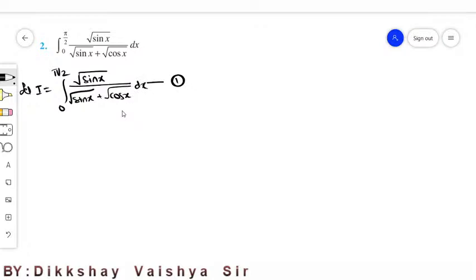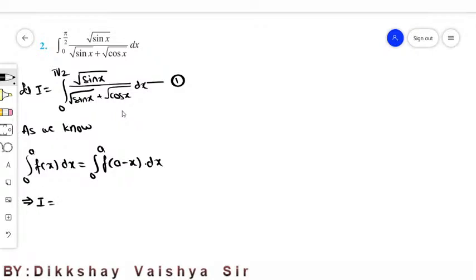Okay, as we know that integral 0 to a f of x dx is equals to integral 0 to a f of a minus x dx, right? We have this property just used earlier. Now by using this, I is equals to integral 0 to pi by 2. आता जिथे जिथे x आहे तिथे पाय बाय 2 मायनस एक्स अप्लाय करायचं. ठीक आहे, हे थोडंसं मोठं होईल.